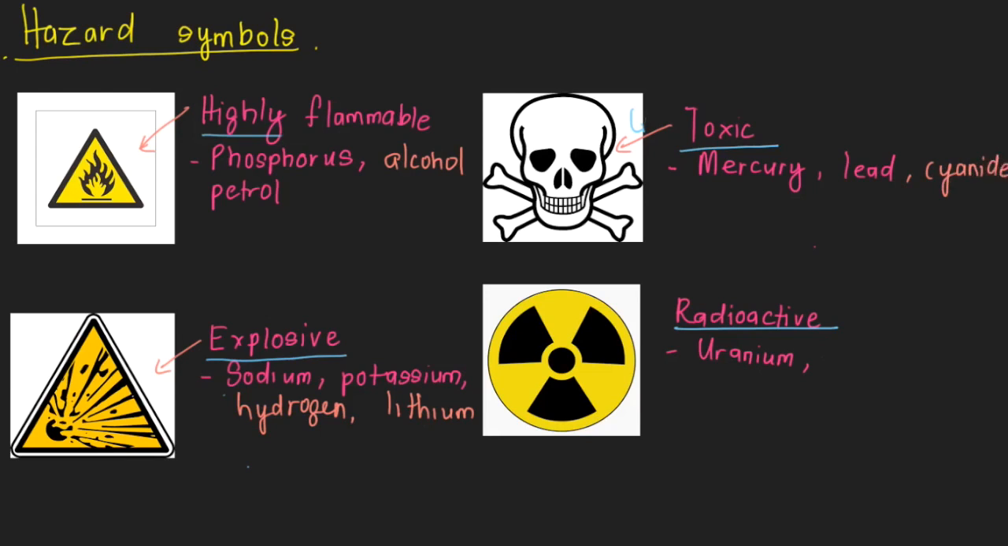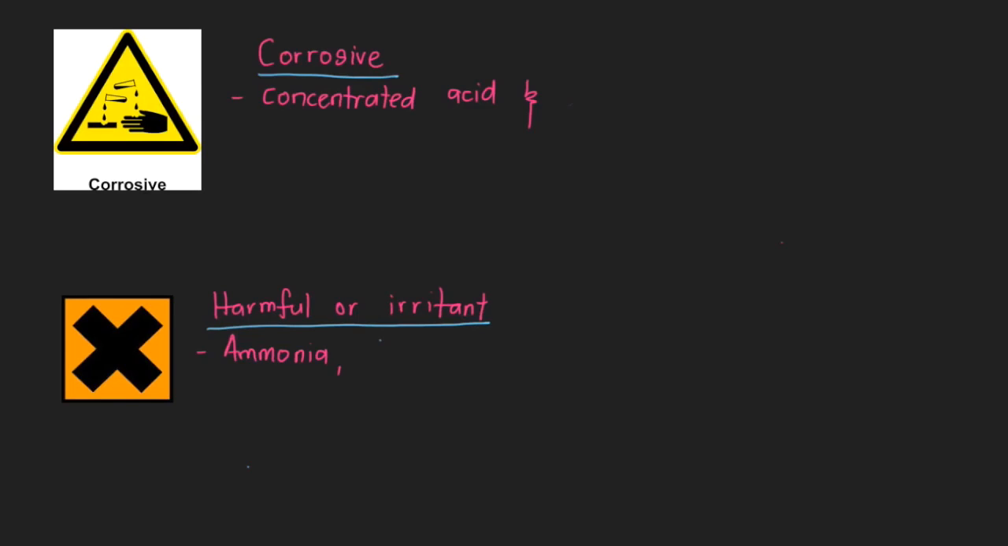hydrogen sulfide, and formaldehyde. Now, this symbol means that the chemical is a radioactive chemical, and the examples include uranium and radium. Now, the next symbol is this one over here. It means that the chemical is corrosive. These include concentrated acid and alkali.